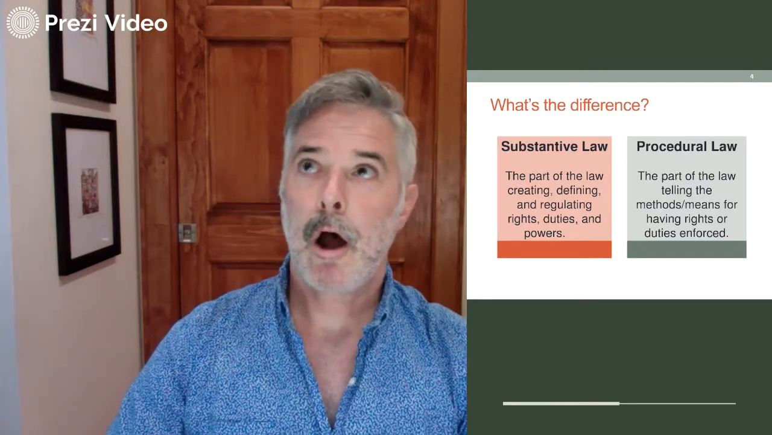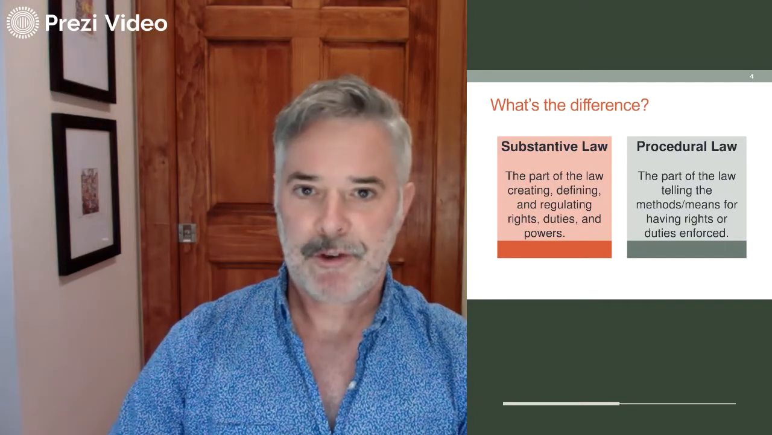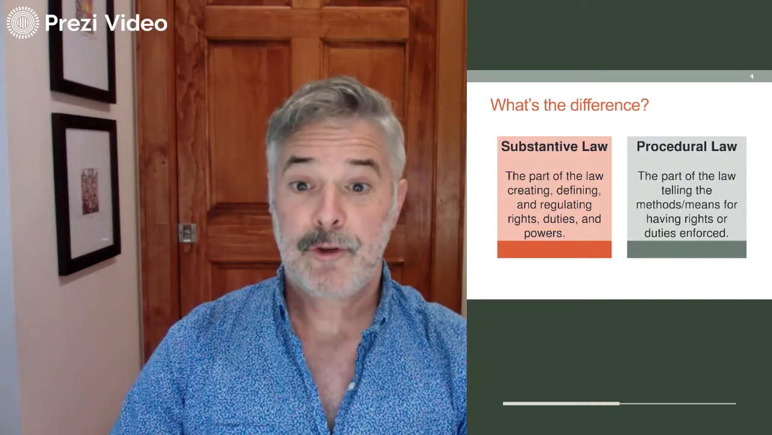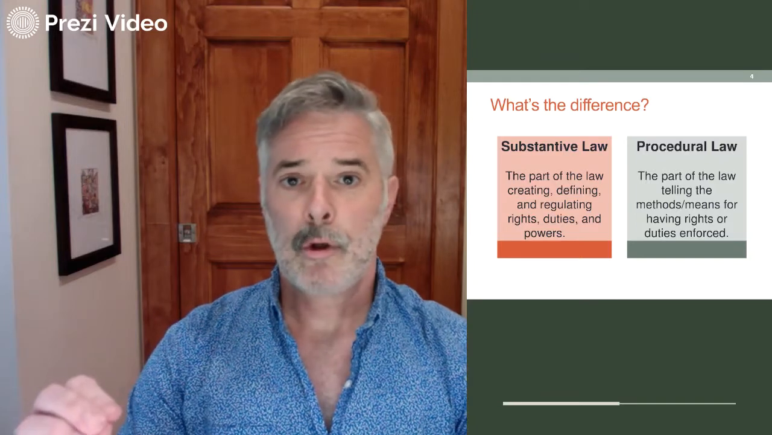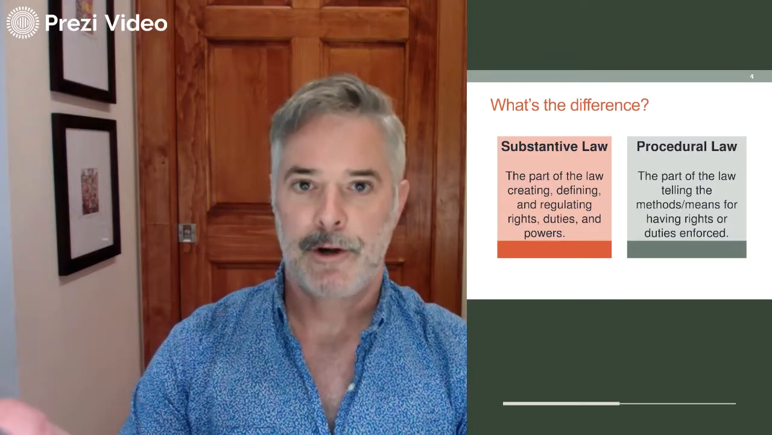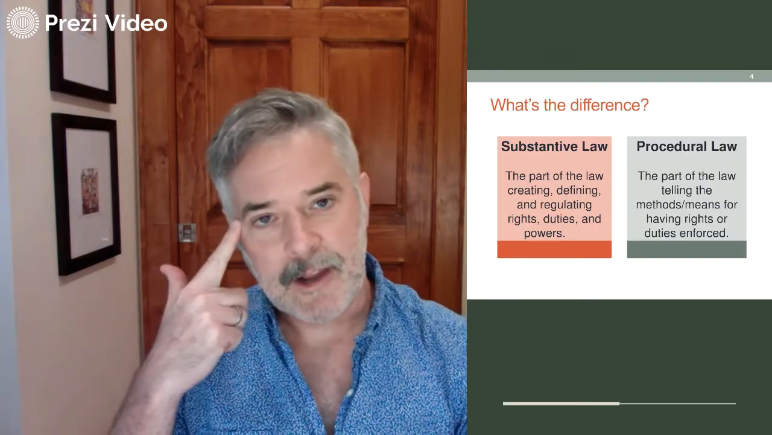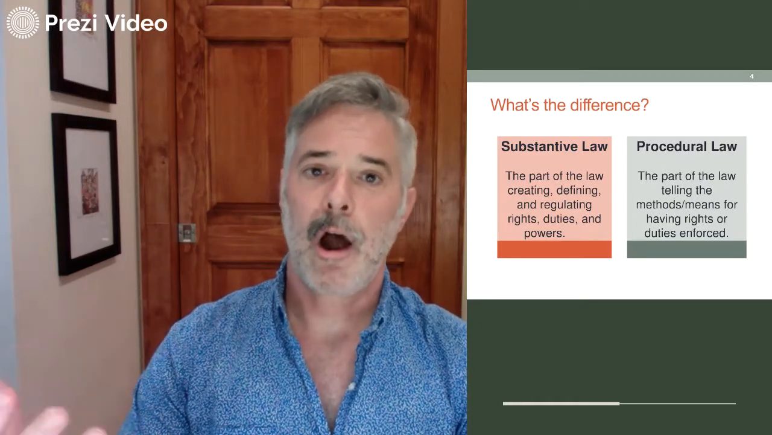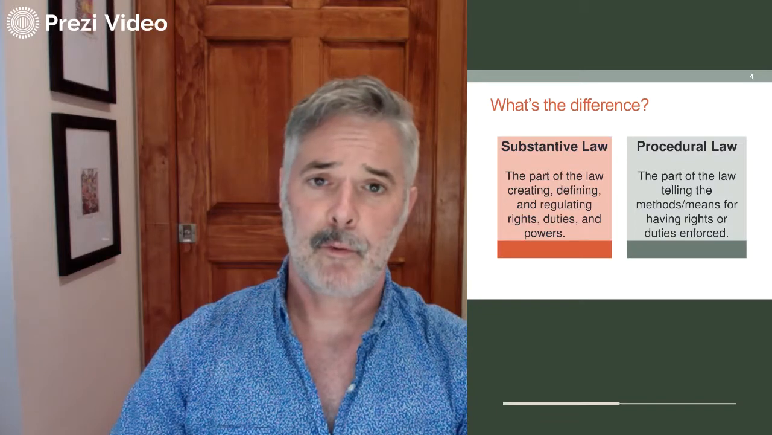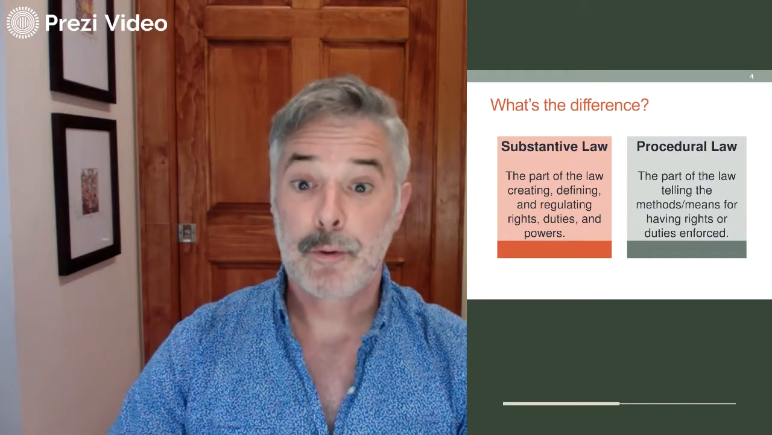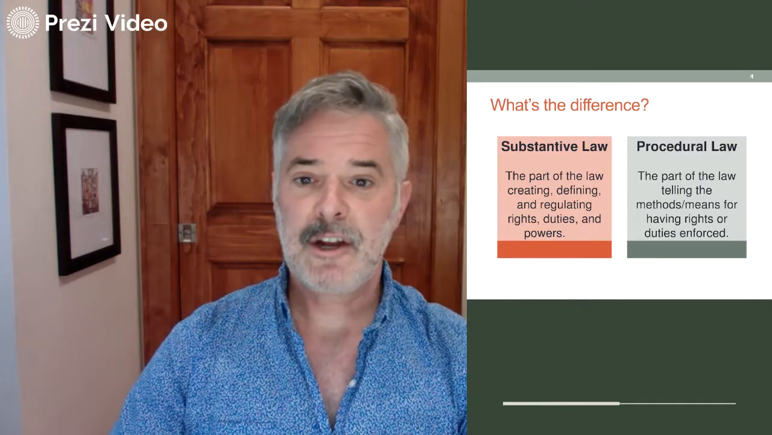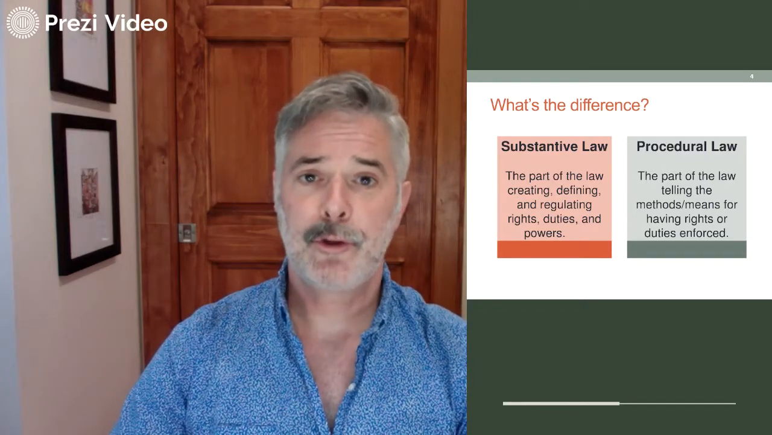If you are on trial for first-degree murder, right, the prosecutor is going to have to prove that you committed the murder and that you had a certain mental state when you did it. That's the substance of the crime, right? So the substantive law would tell us what you have to prove to convict someone of first-degree murder. The procedural part is how do you go about doing that?